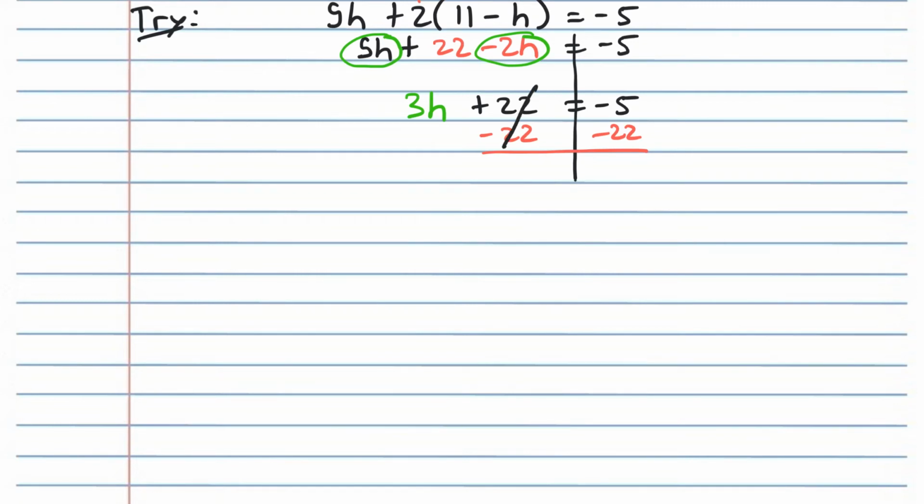Leftovers, we have 3h. -5 minus 22 gives you -27. And last but not least, get rid of that 3 by dividing. This one works out nicely. h is equal to -9.